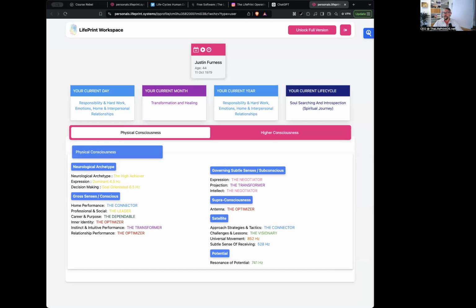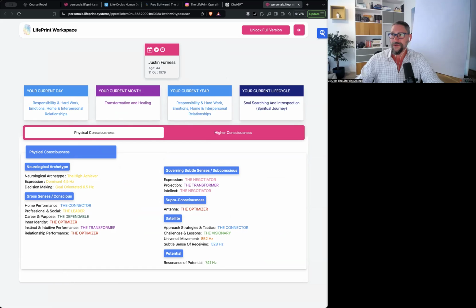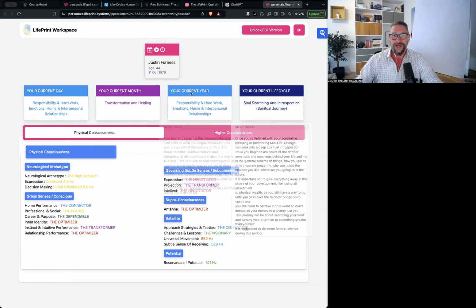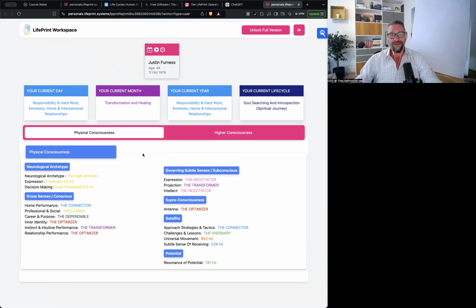So we're going to go into the LifePrint software. And yesterday what we did was we covered the calendar, and we covered the life cycles, year cycles, monthly cycles, and daily cycles. What we're going to have a look at now, since we know where we're at, is how we're wired. As mentioned before, there's only 9 ways a brain can literally be wired.